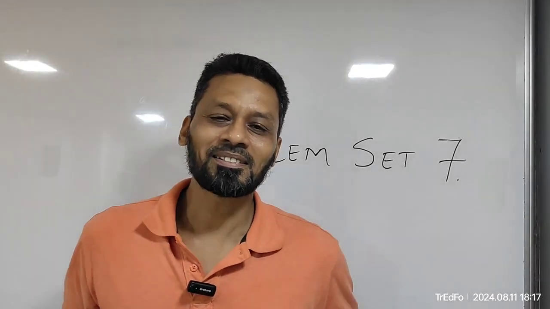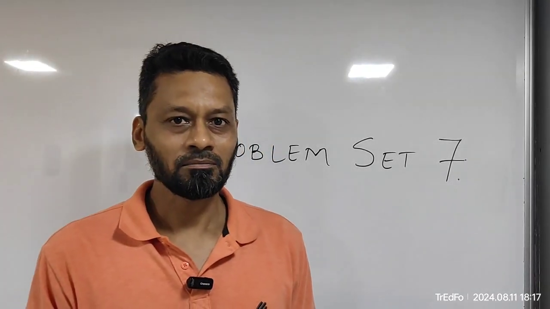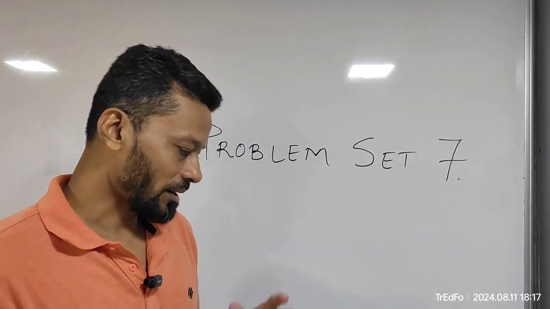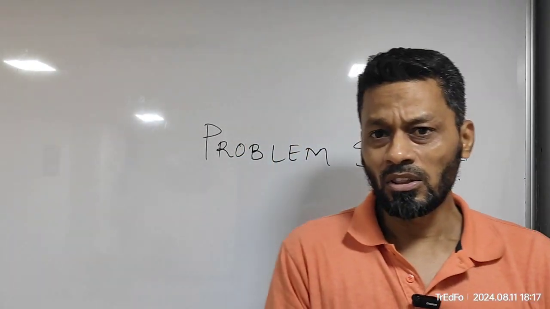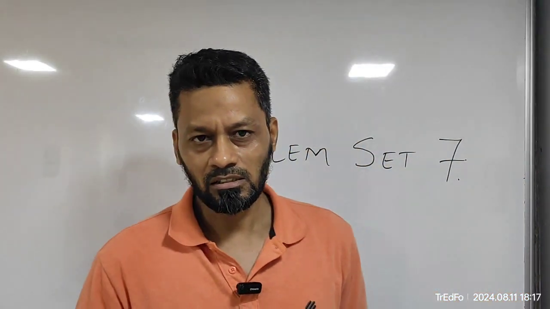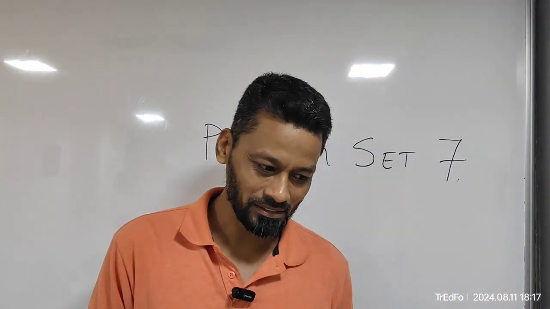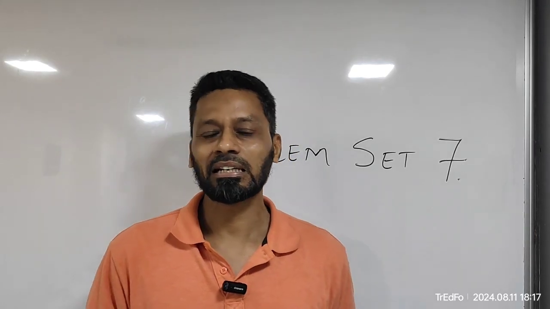All right, let's start with problem set 7. So far you know the basics of this chapter, mensuration. Now problem set 7 is a bit problematic. What I mean by problematic is its level has been increased a bit.